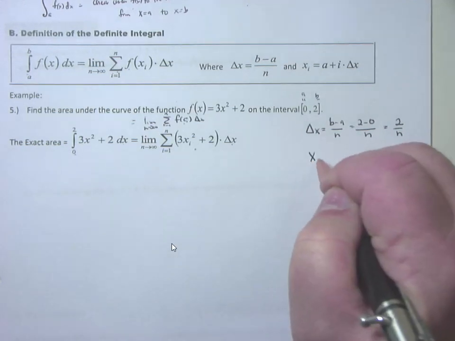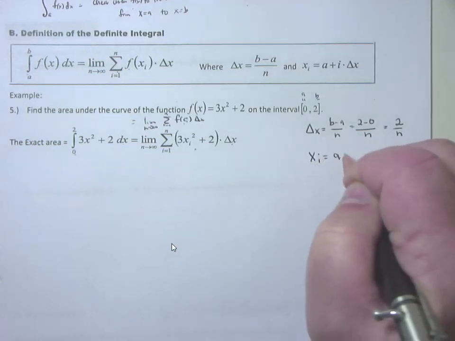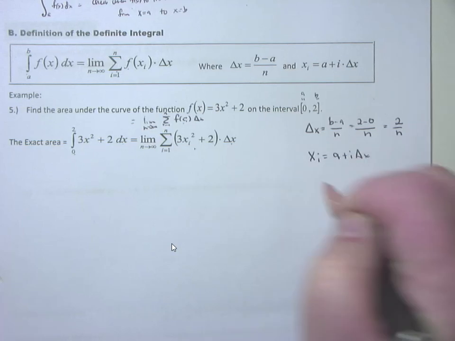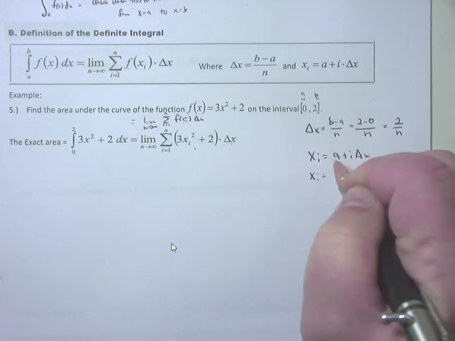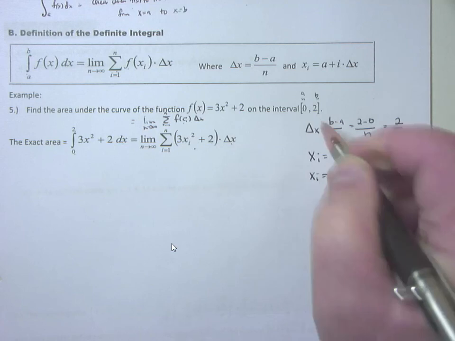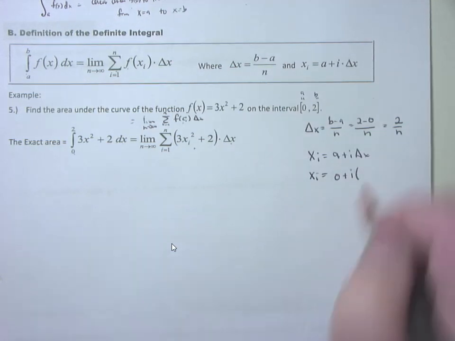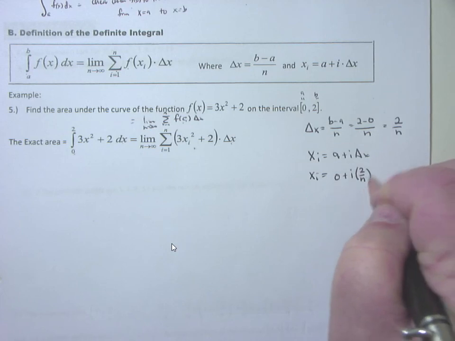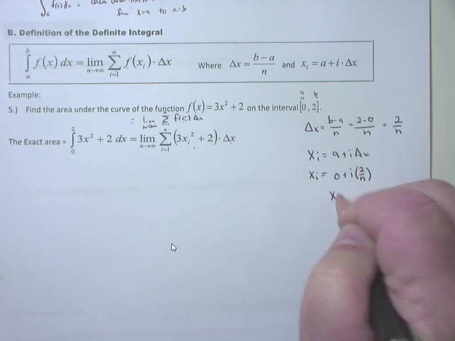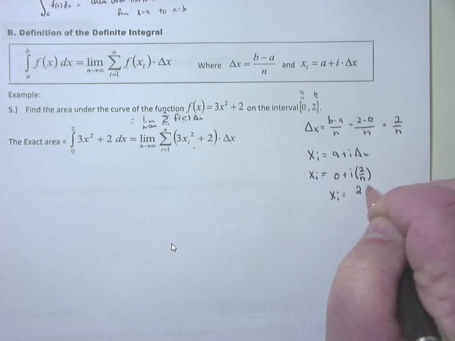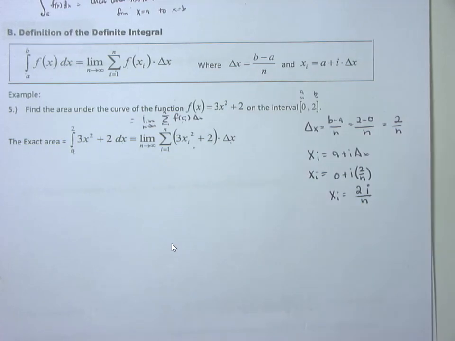Your xi by formula is a plus i times delta x. So xi is a. What was a in this problem? 0 plus i times what was delta x in this problem? 2 over n. So you're going to clean that up and get xi to be equal to 2 times i divided by n. I just cleaned it up.